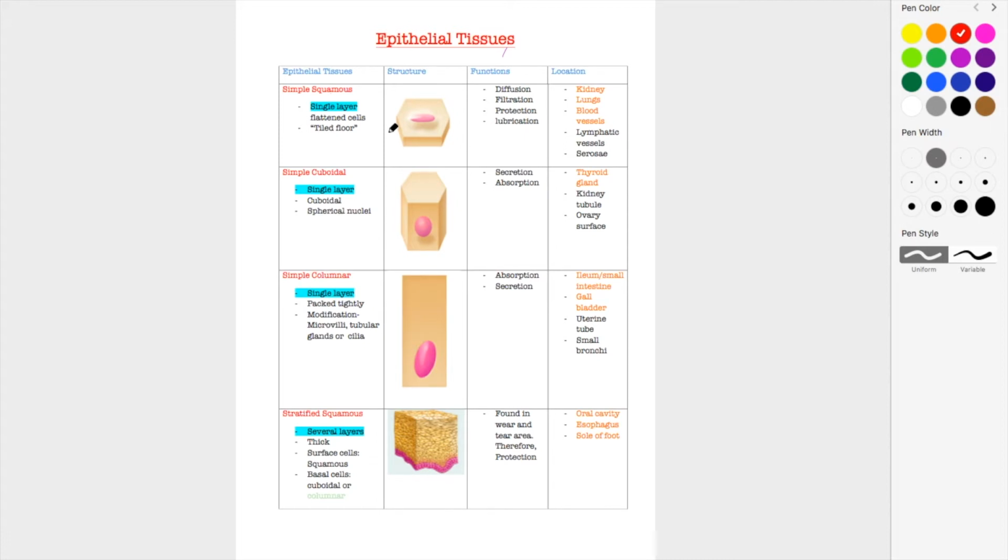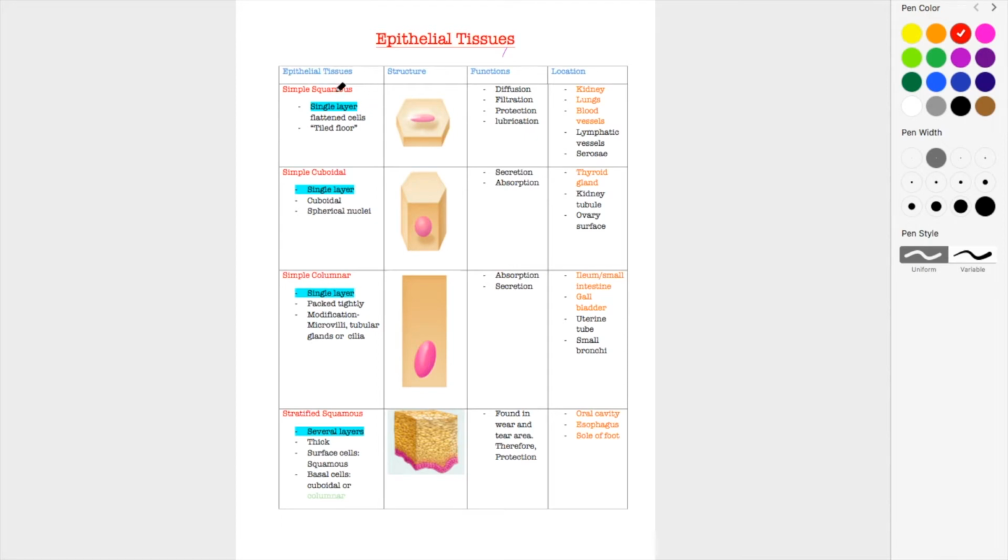There are different types of epithelial tissues, and I made a table for those. We're going to talk about their structure, function, and location. I think this table will be very helpful for you from an exam point of view, so you can just take a snapshot, a picture, or a screenshot, whatever you want to do.